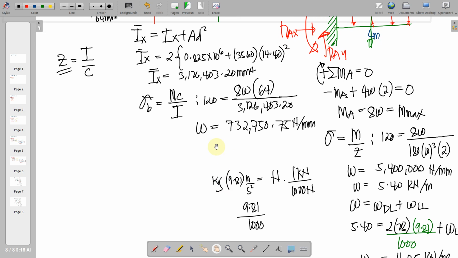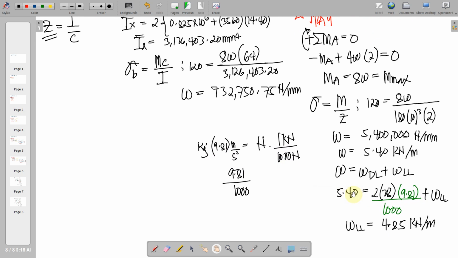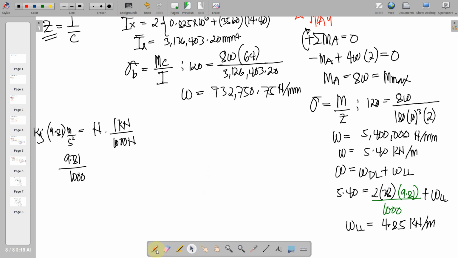So again, we convert this one so that we can incorporate this to the dead load. Okay, so W dead load plus W live load. So we need to express also our W in terms of kilonewton. Okay, so all in terms of kilonewton per meter. So we'll just have to divide this by 1 million, just like what we did here. So W is obviously 0.73275.